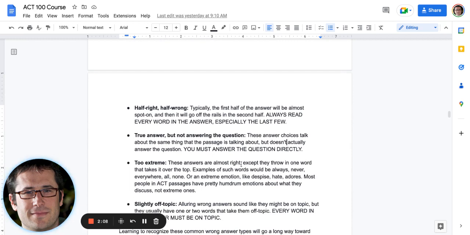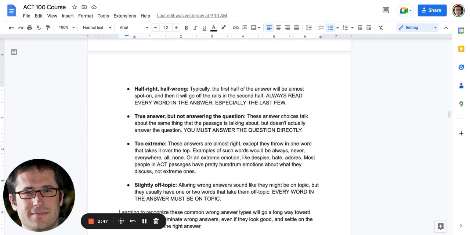These answers are almost right, except they throw in one word that takes it over the top, right? Examples of such words would be always, never, everywhere, all, none, right? These are all very extreme sorts of words. Or an extreme emotion like despise, hate, adores, right? Those are too strong, okay? People in ACT passages are sort of normal, average emotional people, and they don't have extreme emotions in most cases. And nonfiction passages that are arguing something are not going to make over the top, extreme sorts of arguments.